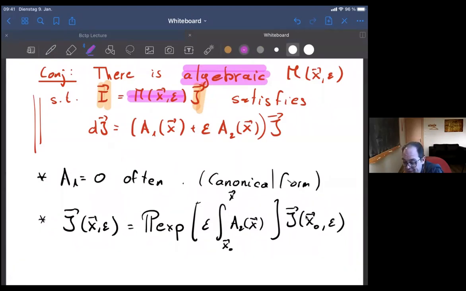Then on top of that, the J is given by this path-ordered exponential acting on the value of the J at some point x0, which again depends on epsilon, and that may have poles. So the poles are not in this path-ordered exponential. The poles are either in the initial condition, which is J of x0, or in this additional rotation, this additional gauge transformation that they had to do to bring this system into canonical form.